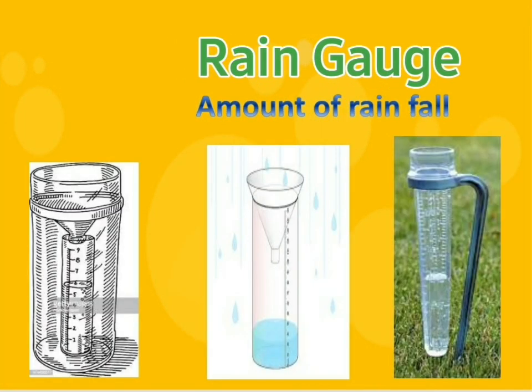Rain gauge. It measures the amount of rainfall over a given period of time. It is like a cylinder with an open top for collecting rainwater. It is placed in an open area far from trees, buildings, or monuments to receive the maximum amount of rain.